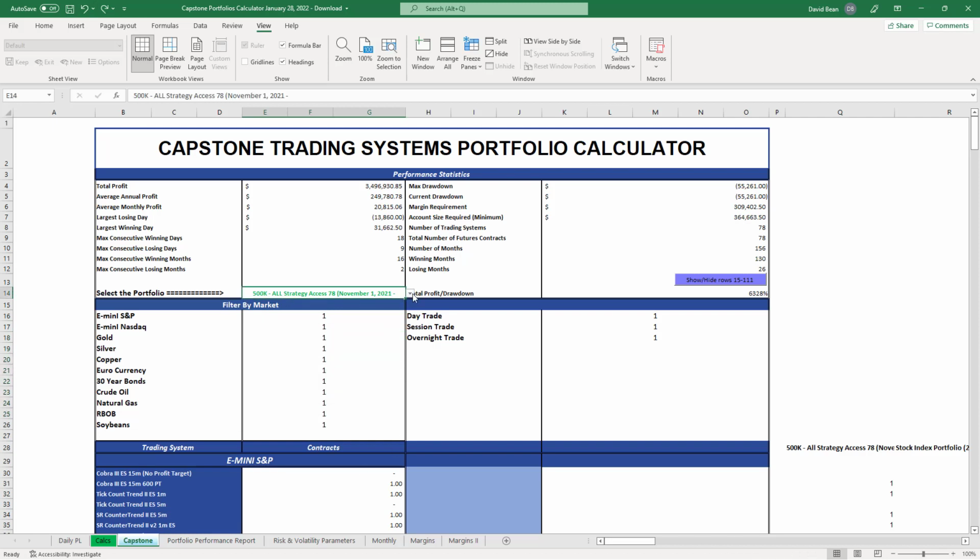And the 200K, the stock index portfolio right here, is just the ES and the Nasdaq anyway. So if we remove this one, we don't have to remove these others because it's not using those.